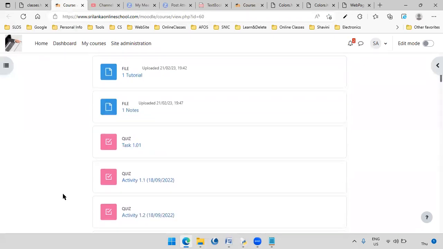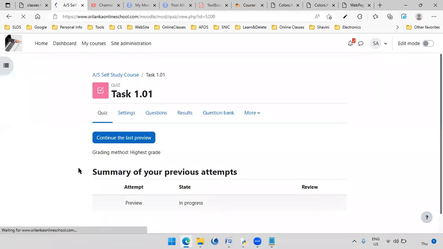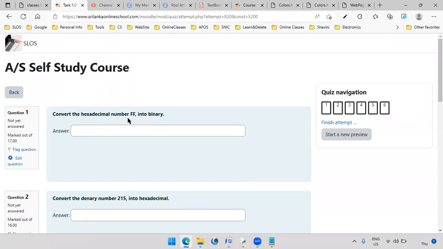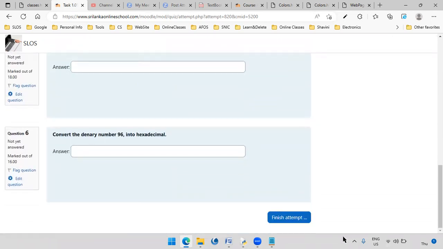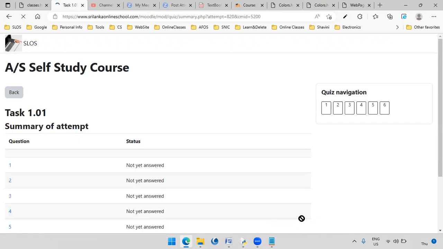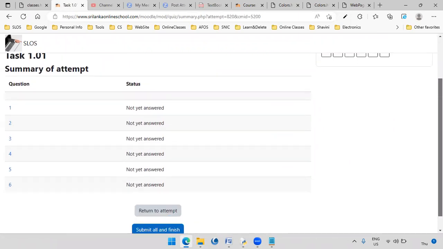So if you do this, I show you, but that is not the point. You have to do it, don't miss a single one of them. I'm repeating, don't miss any of these things. You better do this. A quiz will come like this. Convert the hexadecimal number FF into binary. You give the answer here, and in this case there are 6 questions, and you finish attempt. You click finish attempt. It will come like this.